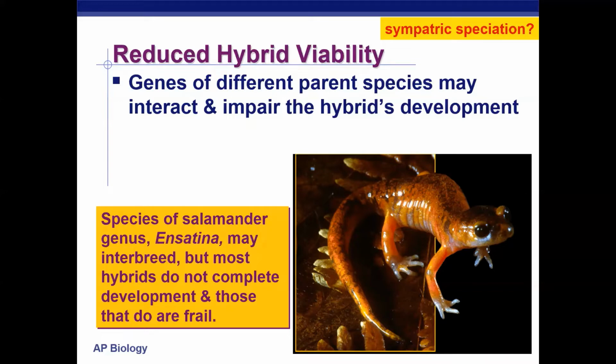For example, this salamander here is a cross between 2 closely related species, but these hybrids don't completely develop. And those that do are really frail, they're really weak, and they don't survive really well in the wild. So this is reduced hybrid viability. Zygote forms, but then after that, either it doesn't complete development, or those that are born are weak and frail and do not survive. So reduced hybrid viability.